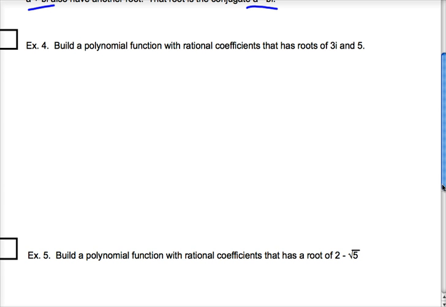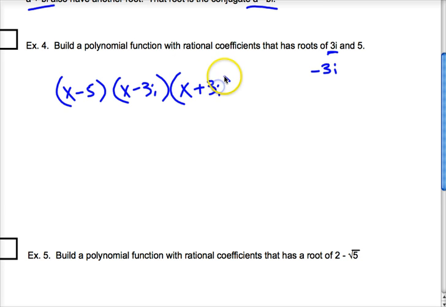So example 4, build a polynomial function with rational coefficients that has roots of 5 and 3i. Well, I know that that actually has 3 roots, because for it to have 3i, it also has to have -3i. So there are 3 things to write down and build our function. First, there's a 5. That'd be x minus 5. That's the factor. That would give me a 5 over a root, or a 0. Then there's an x minus 3i. There's also then an x minus -3i, which is x plus 3i.